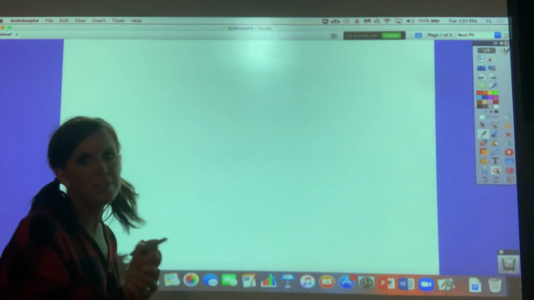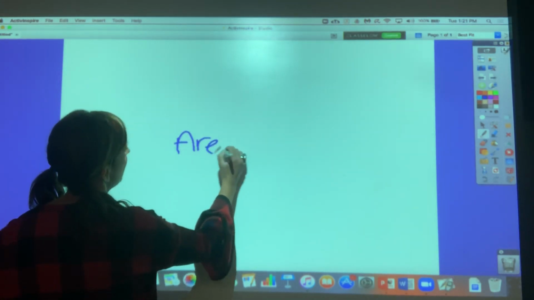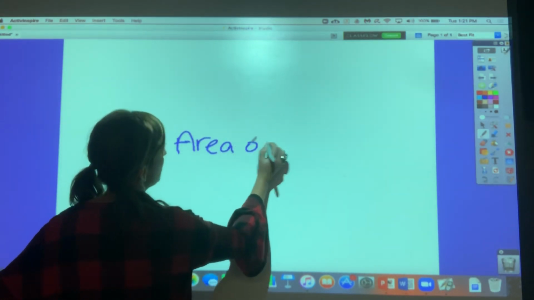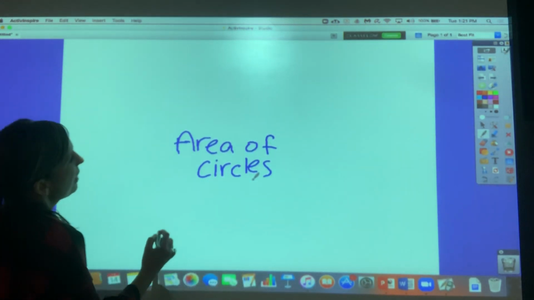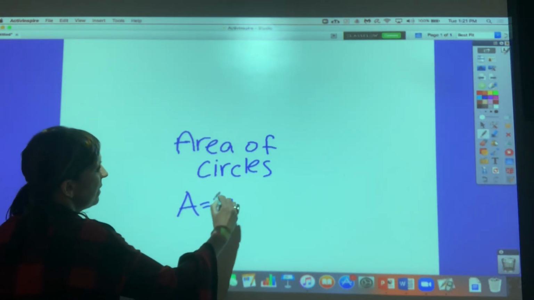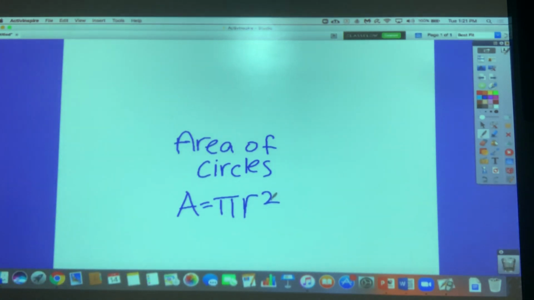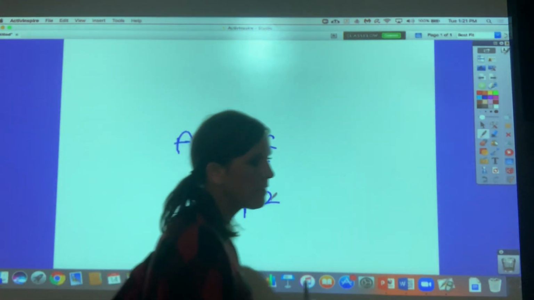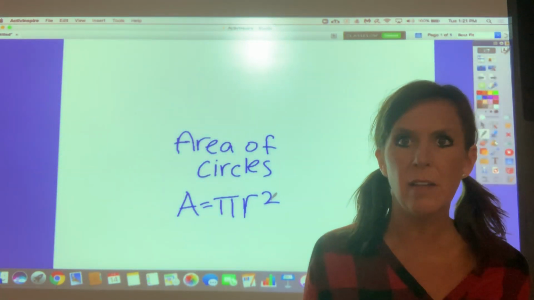So if you'll add this to your formula sheet in the next square: area of circles. The formula is area equals pi r squared, or pi times the radius squared. And just like when we did circumference, sometimes we're going to use 22/7 for pi, sometimes we'll use 3.14, depending on the problem.